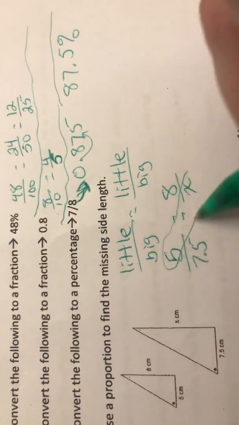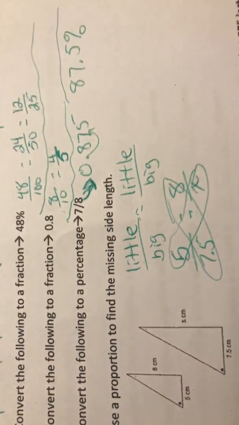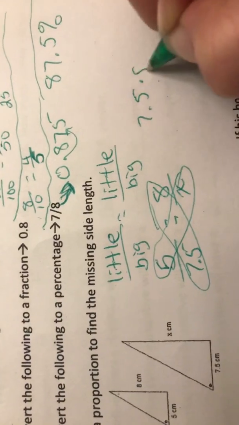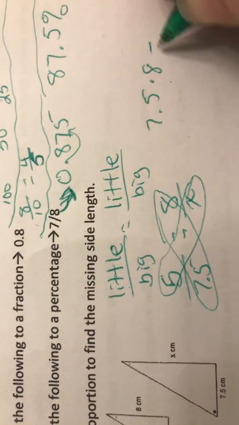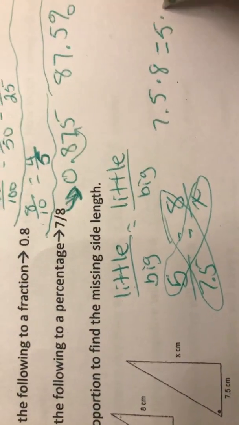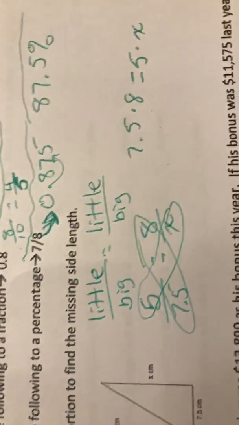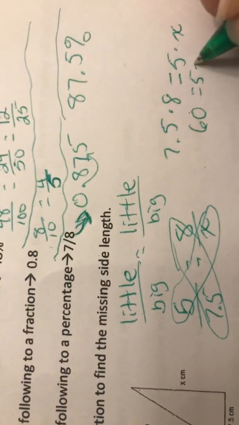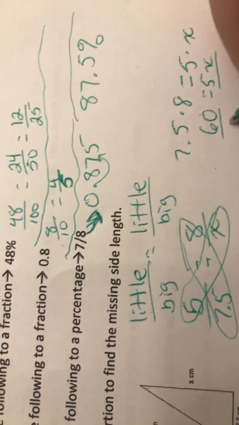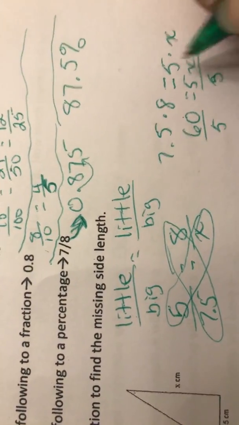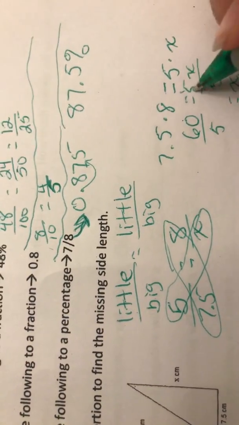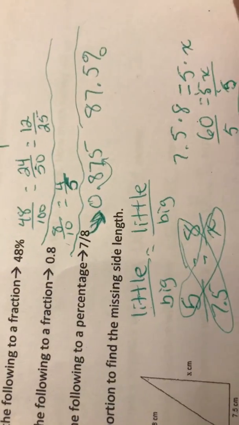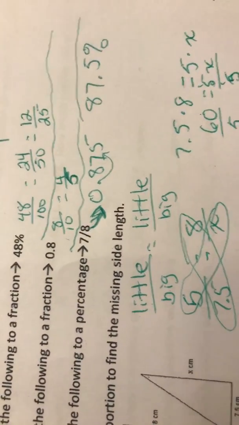I'm going to cross multiply after drawing in my butterfly wings. 7.5 times 8 equaling 5 times x. 7.5 times 8 gives us 60. That equals 5x. I divide both sides by 5 to get x by itself. My 5's here cancel. 60 divided by 5 is 12. So my missing side length is 12 centimeters.